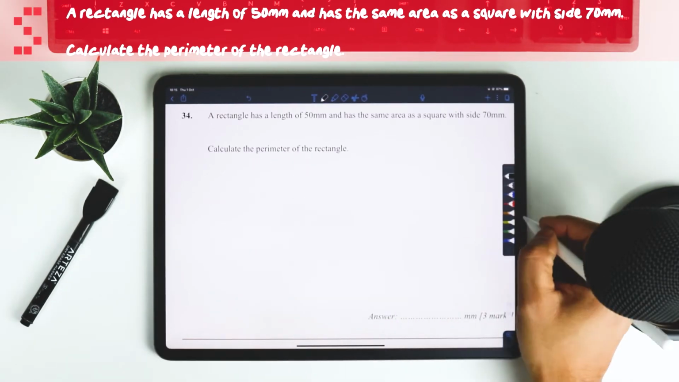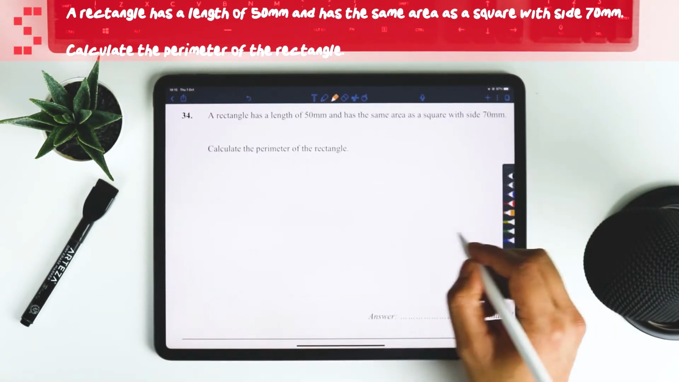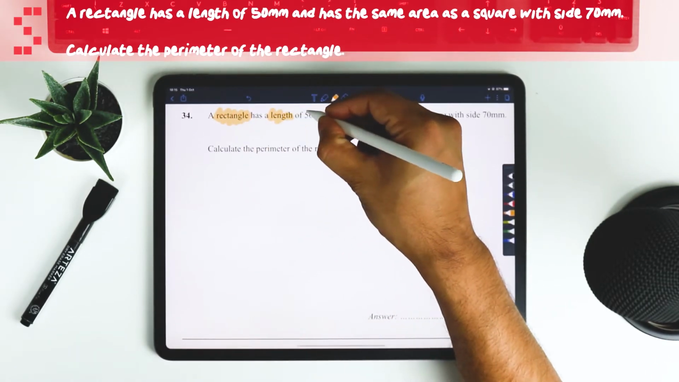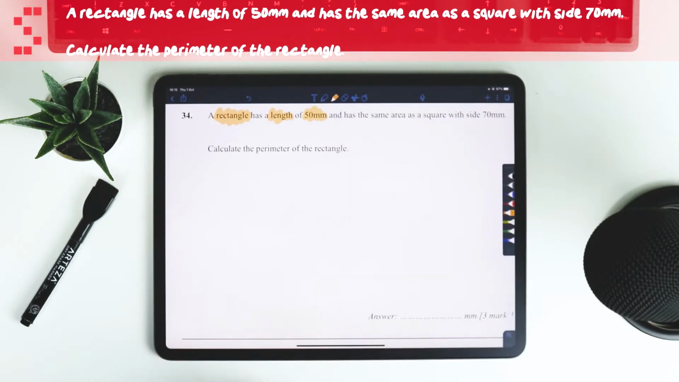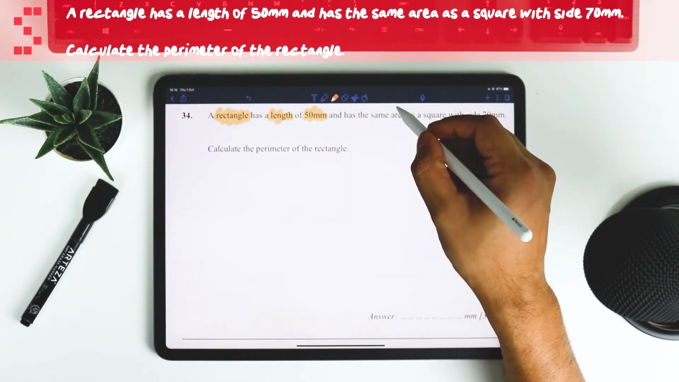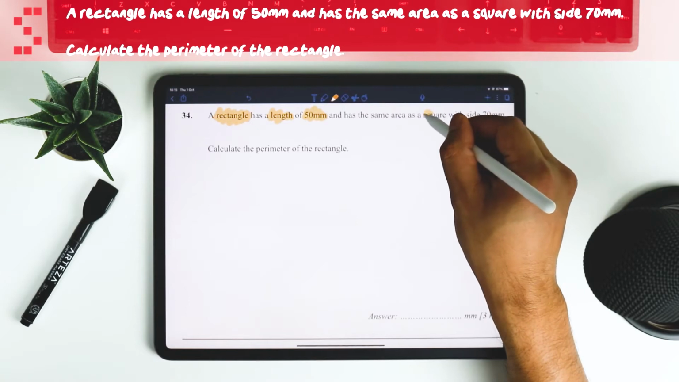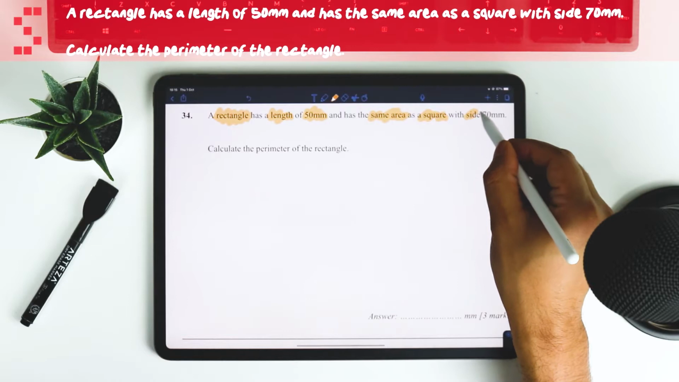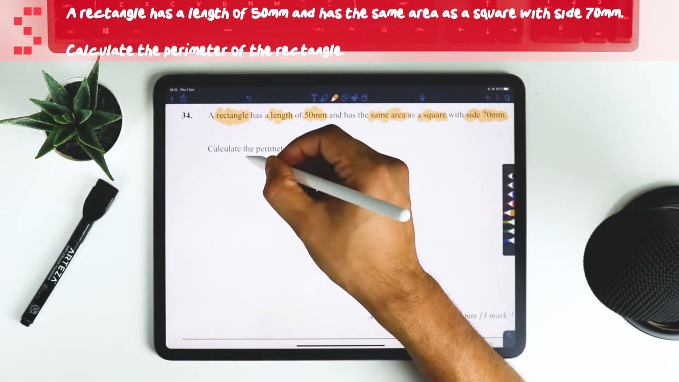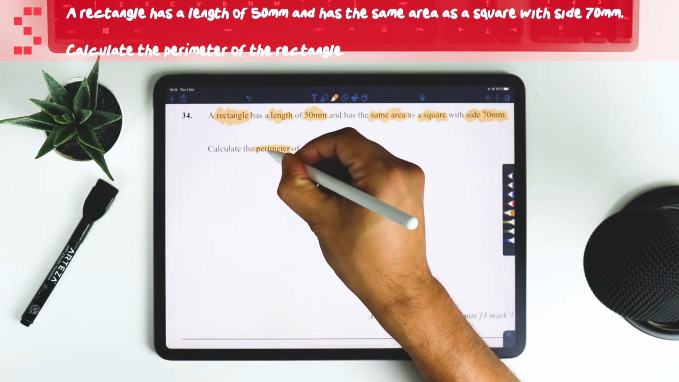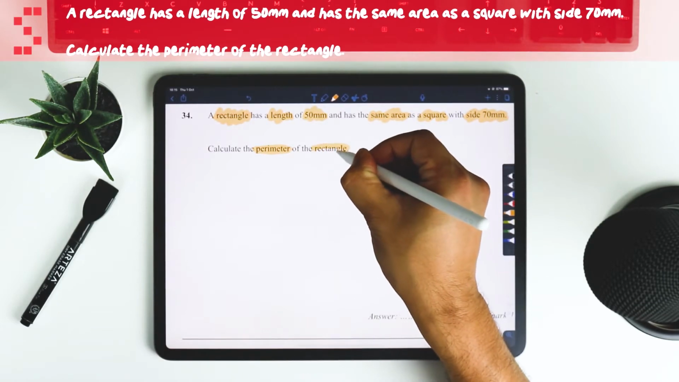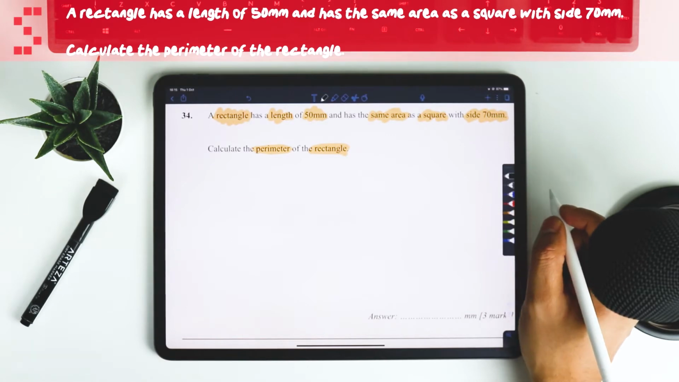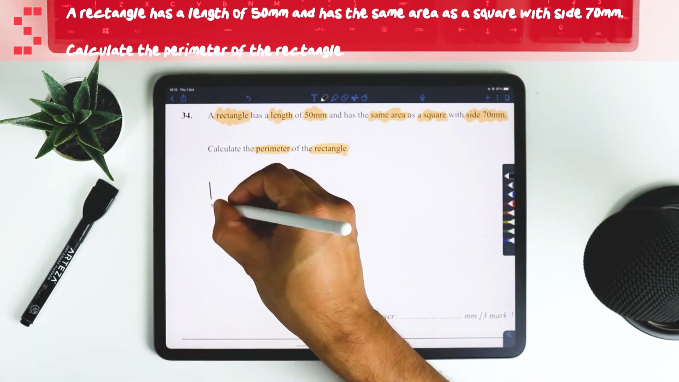We know there are some key elements to this question. One is the fact that we've got a rectangle with a length of 50 millimeters. And we've got a square which has the same area but with side 70 millimeters, and it's asking us to calculate the perimeter of the rectangle. Okay, so if we think about that a bit more, let's maybe even draw out a rectangle. That might be a good idea, right?